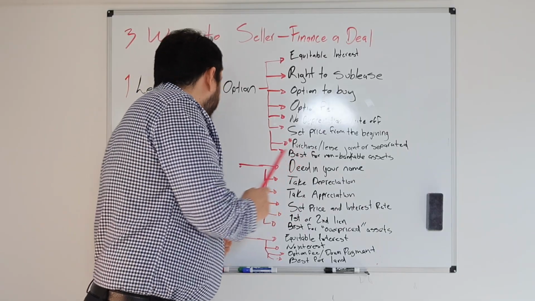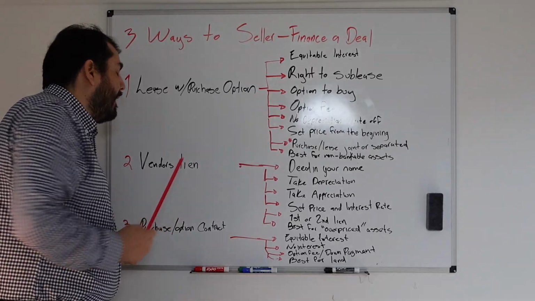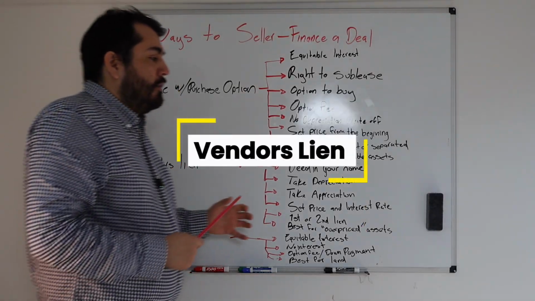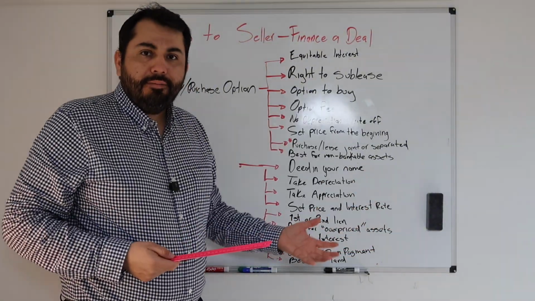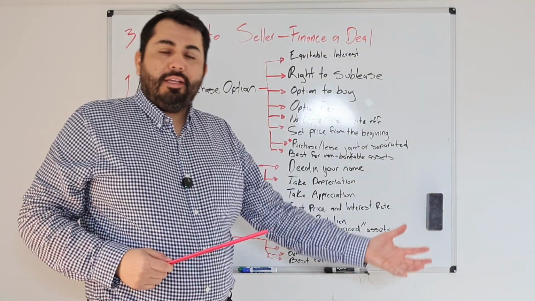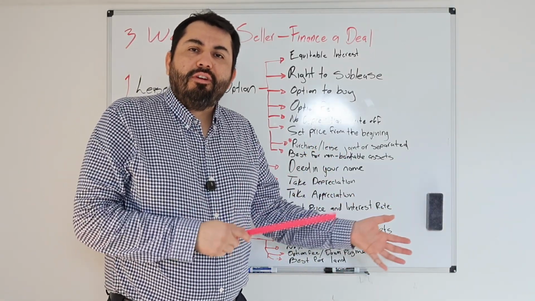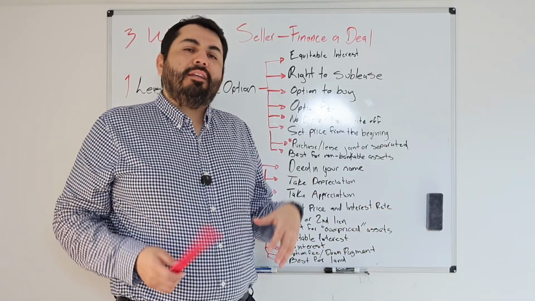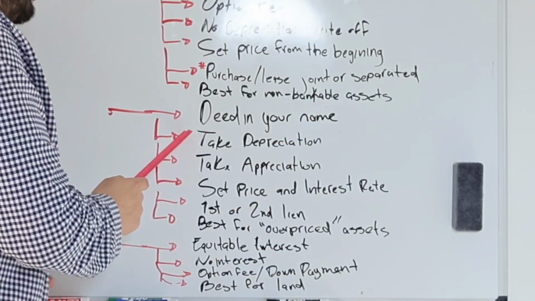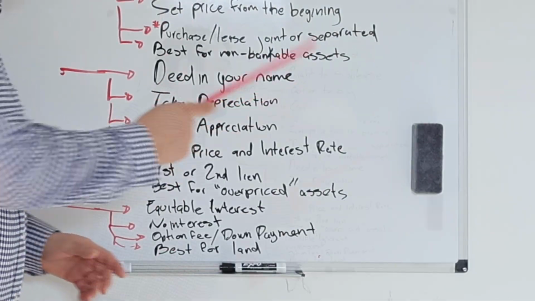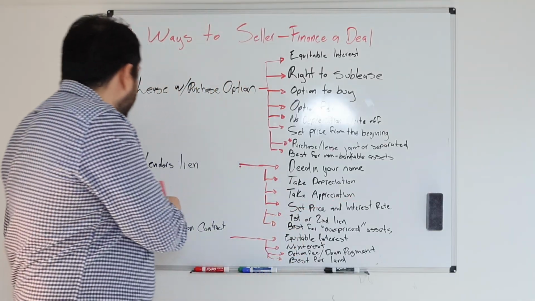Okay, so the second way of seller financing would be a vendor's lien. In this strategy the seller becomes the bank, so he will sell you the property. Of course he will not give you cash, but you will sign a promissory note, so that way he works as a bank. In this way you will have the deed in your name and he will have a lien, a vendor's lien.